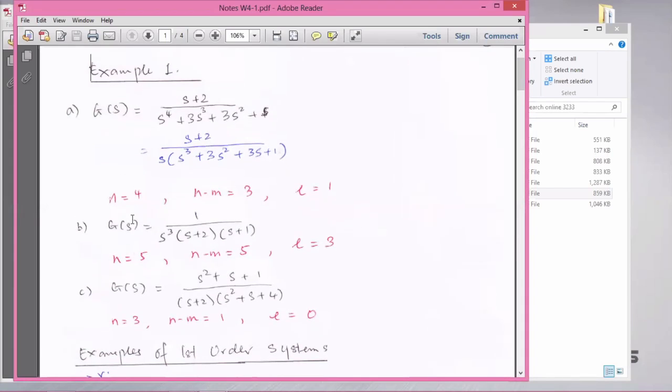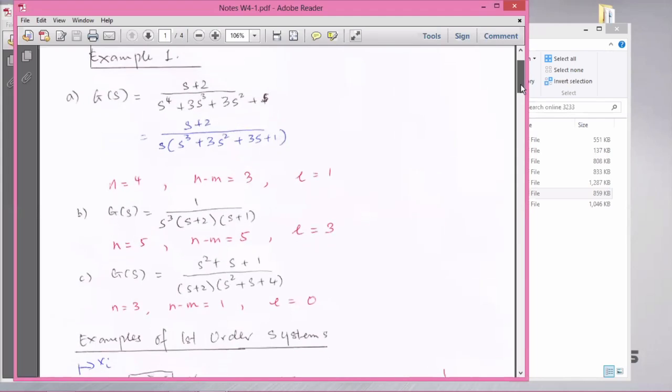Okay, so the order is the highest power of S in the numerator, which is 4th. So this is a 4th order system. The rank is the highest power of S in the denominator minus the highest power of S in the numerator, which is 4 minus 1, so you get 3. And the type here is S raised to the power of 1. It's outside this polynomial. The power of S outside of the polynomial, we say that is the class. Okay, so let's go to B.